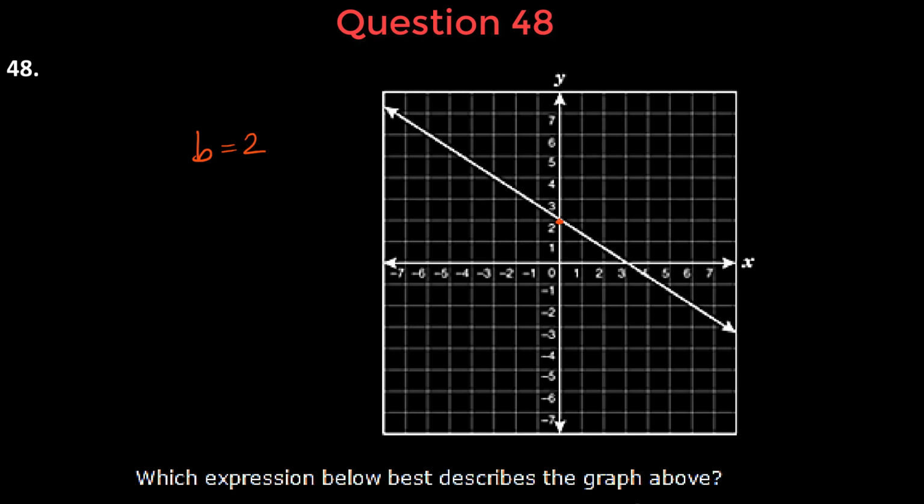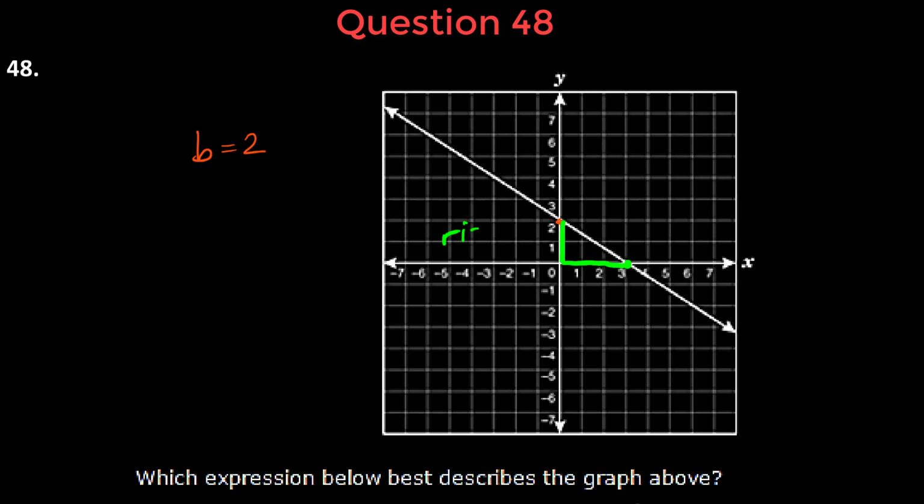To find the slope of this line, since this line is going down, I know that the slope is going to be negative. I need to pick 2 points on the line and on the grid as well, so I can just count how many units down and over I will move. So I need to move here 2 units down and 3 units over.